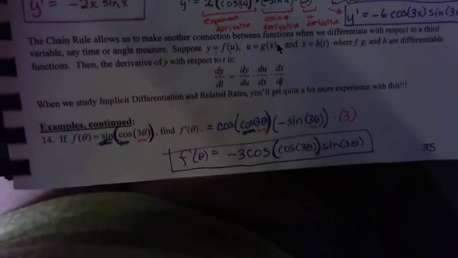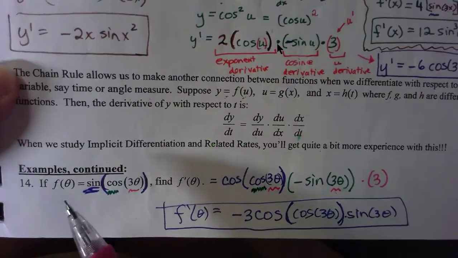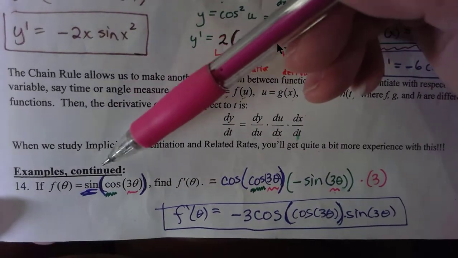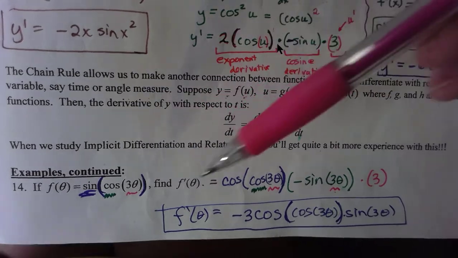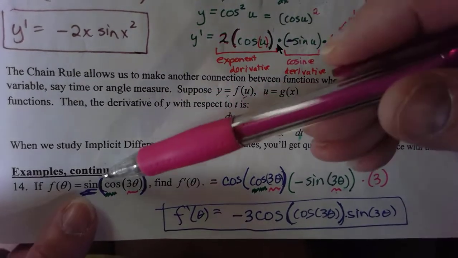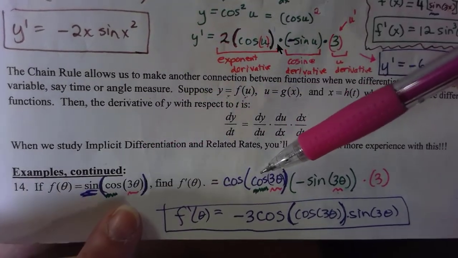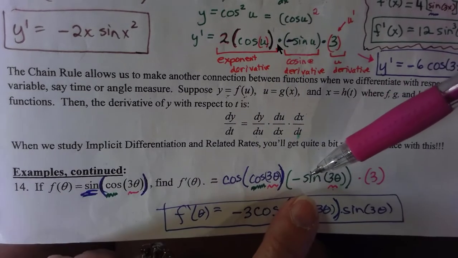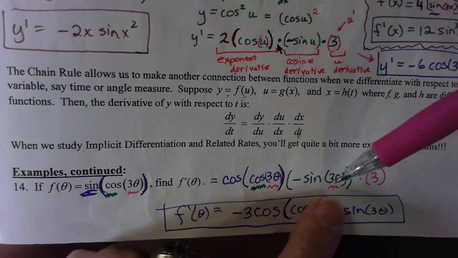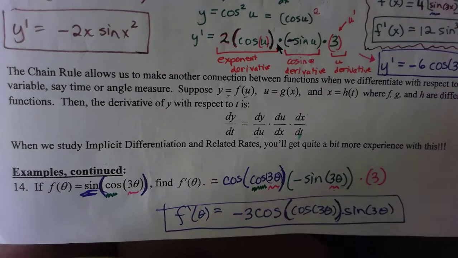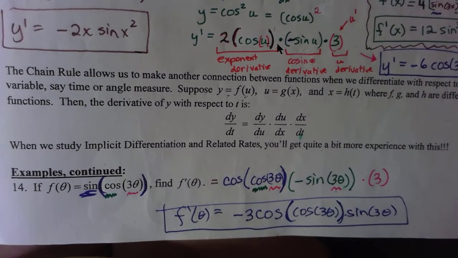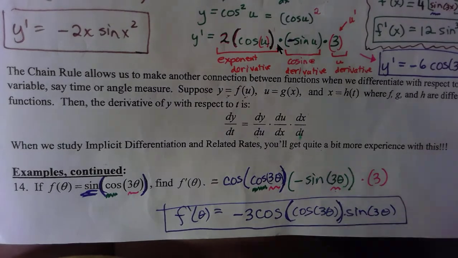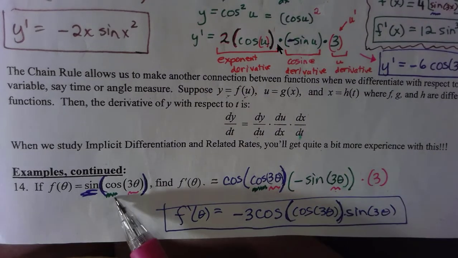And a final problem to look at is this one. If f of theta is the sine of the cosine of 3 theta, find f prime of theta. The derivative of sine is cosine of cosine 3 theta, times the derivative of cosine, which is negative sine of 3 theta, times the derivative of 3 theta, which is 3. Boom. There it is. Again, it's like a chain reaction. You take the derivative of that piece, then that piece, then that piece.